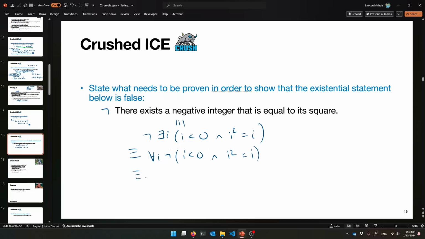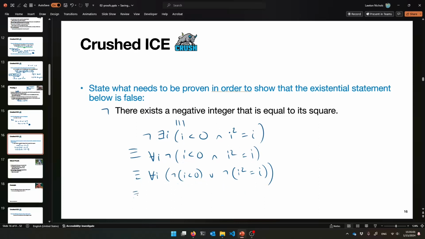All right, let me spell it out for you. You have the or of those two sides negated. You have not I less than 0 or not I squared equal to I. See that? That's De Morgan's law. And then we can, of course, simplify these two.